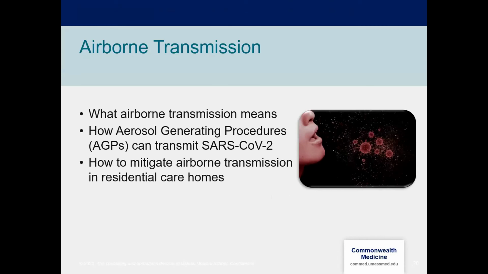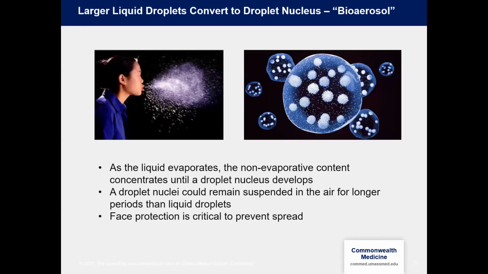So now let's look at airborne transmission. What does that mean? What are some of the aerosol generating procedures that can transmit SARS-CoV-2 in your types of settings, and how to mitigate airborne transmission in your settings? What happens with airborne, these larger liquid droplets convert to droplet nuclei, and we call these bioaerosols. As the liquid evaporates, this non-evaporative content concentrates until a droplet nucleus develops. These droplet nuclei could remain suspended in the air for longer periods than the liquid.